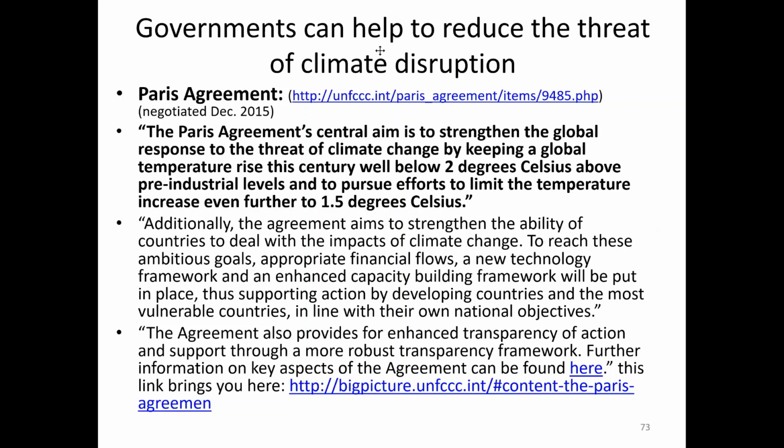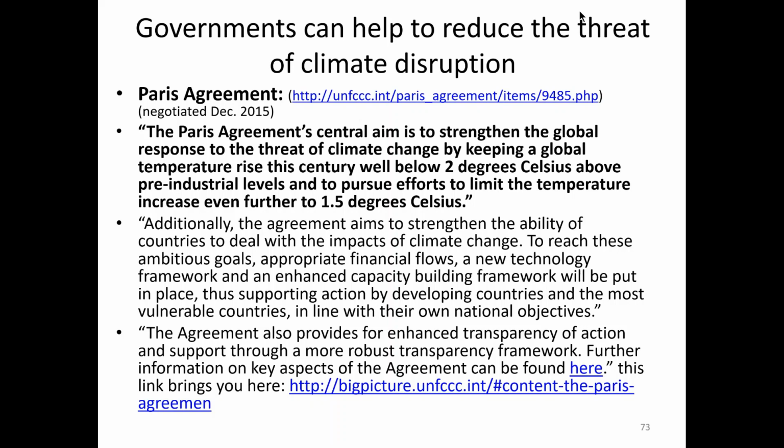Governments can help reduce the threat of climate disruption. So in 2015, there was a Paris Agreement, sometimes also called the Paris Accord. The Paris Agreement's central aim is to strengthen the global response to the threat of climate change by keeping a global temperature rise this century well below 2 degrees Celsius above pre-industrial levels, and to pursue efforts to limit the temperature increase even further to 1.5 degrees Celsius.